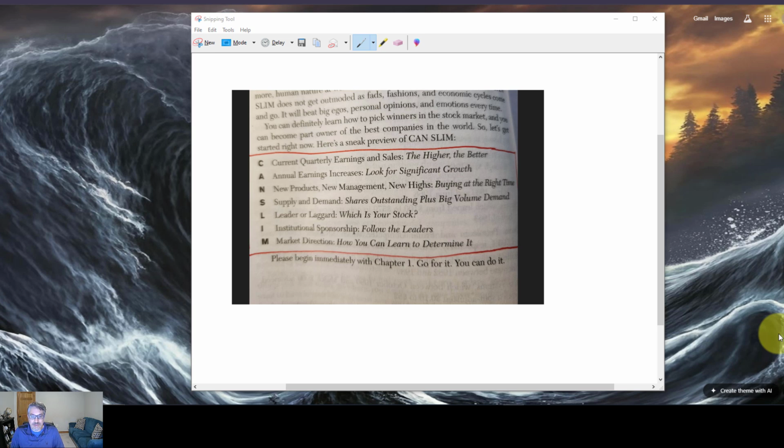Okay, supply and demand, shares outstanding plus big volume demand. We want to see that. So this is all about looking at volume, looking for it drying up and increasing to show the footprint of the institutions. Let me show you.